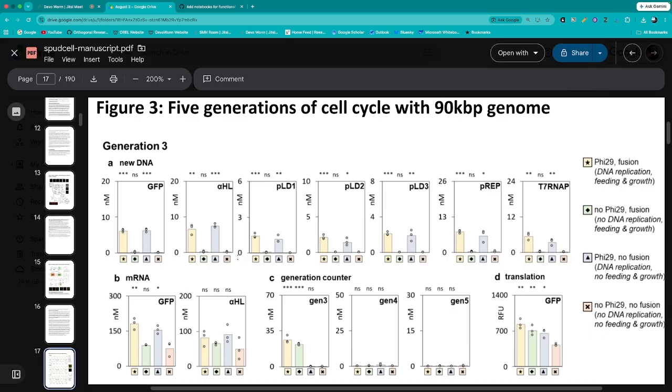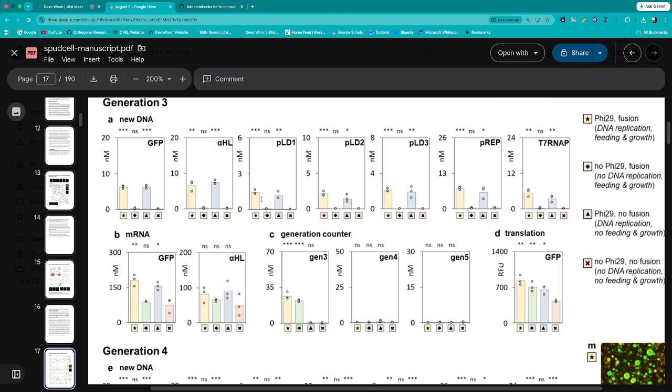So all of these are shown in Phe29 fusion and Phe29 no fusion. The first, Phe29 fusion, is DNA replication, feeding, and growth. And then Phe29 no fusion is DNA replication, no feeding, and growth. So you see this pretty consistently across these different assays. And then you have mRNA, which is GFP, alpha HL. And then you have your generation counter, which is for each generation.